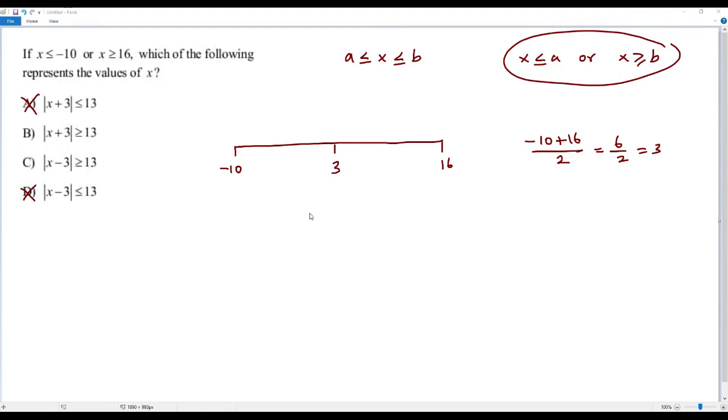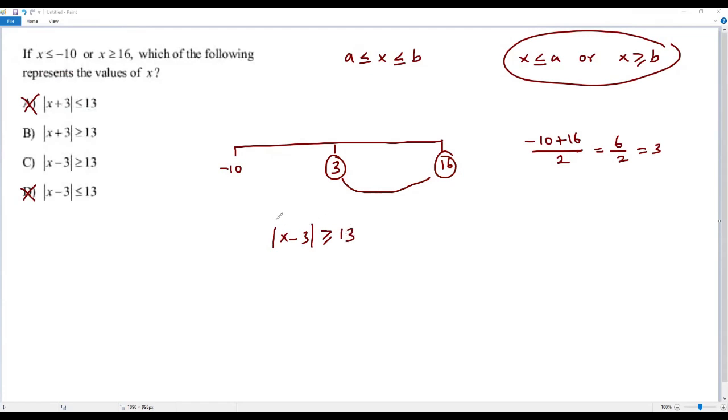Now, to get the corresponding absolute value inequality, we have to subtract this mid value 3 from the variable x, and it should be taken inside the absolute value sign. And as I said earlier, we have to take a greater than or equal to sign, because the given compound inequality is a disjunction. Now to get the value on the right side over here, we have to get the distance from the left side extreme value to the mid value, or from the mid value to the right side extreme. So the distance from 3 to 16 is 13. That should be taken over here.